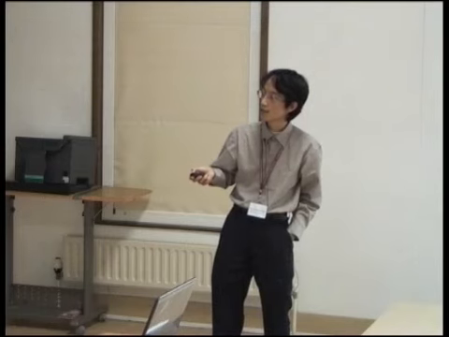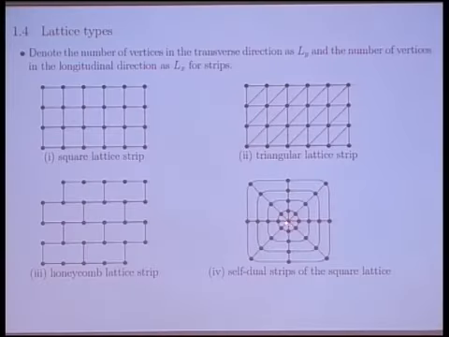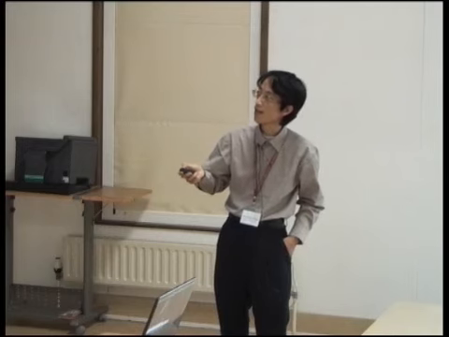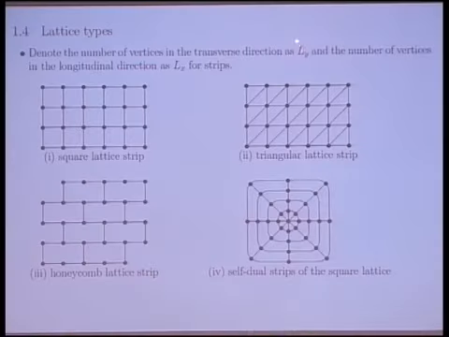So this strip is self-dual, and it is like a cyclic square lattice strip, but with extra vertices with edges connected to these edges on a boundary. And we were going to take the length of this strip Lx to infinity and keep this width Ly fixed.